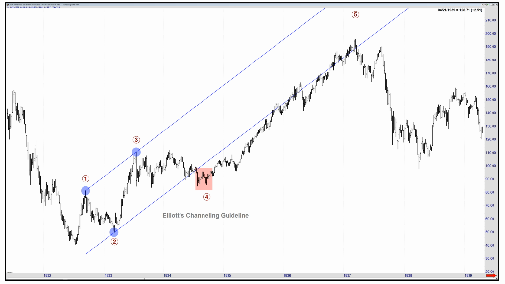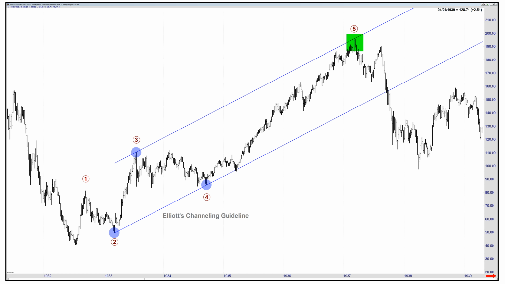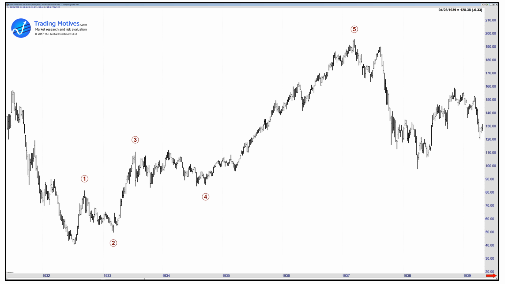But by applying the channeling technique, you can see that it didn't actually help very well to find the termination of wave 4. But if we apply it to find the termination of wave 5, it did actually work very well. Let's try applying median lines to these pivots.